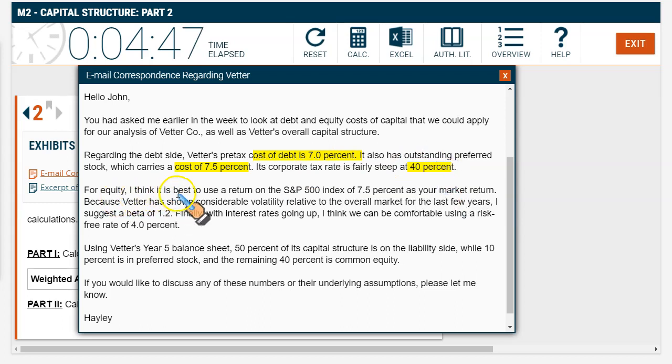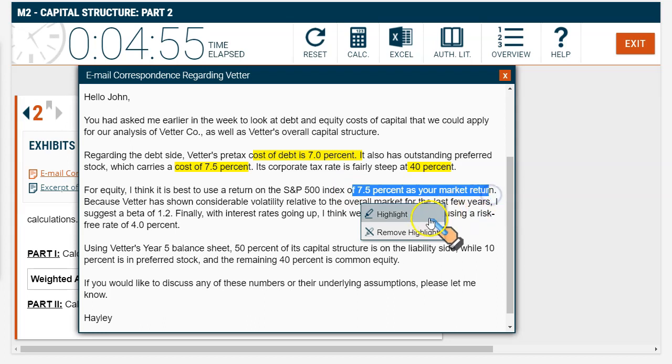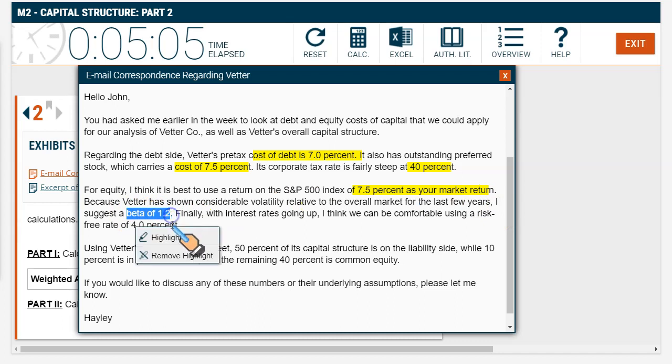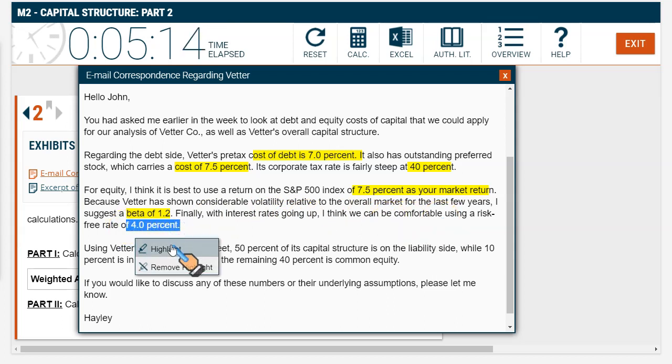For equity, I think it is best to use return on S&P index 7.5% as your market return. That is the return on the market. This is an important piece of information, because Vetter has shown considerable volatility relative to the overall market for the last few years. So I suggest a beta of 1.2 for the CAPM computation. Finally, with the interest rates going up, I think we can be comfortable using a risk-free rate of 4.0%. That is the RF to be used in the CAPM computation.